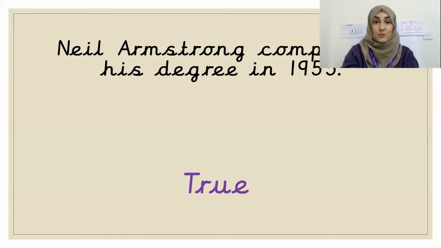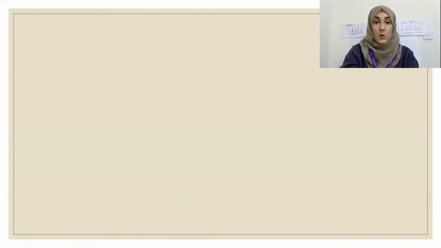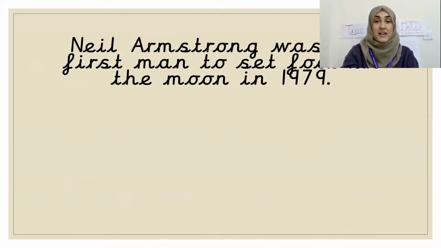Right, next one. I wonder what it's going to be. Okay, Neil Armstrong was the first man to set foot on the moon in 1979. Was that the year? I don't know. Is that true or is that false? Your choice. Think about this one. Neil Armstrong was the first man to set on the moon in 1979. Is that the correct date? Is that true or is that false? Make your decision. Go, go, go.